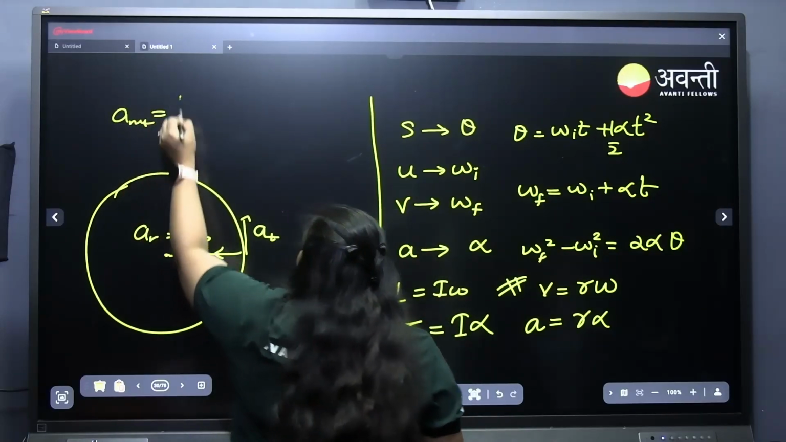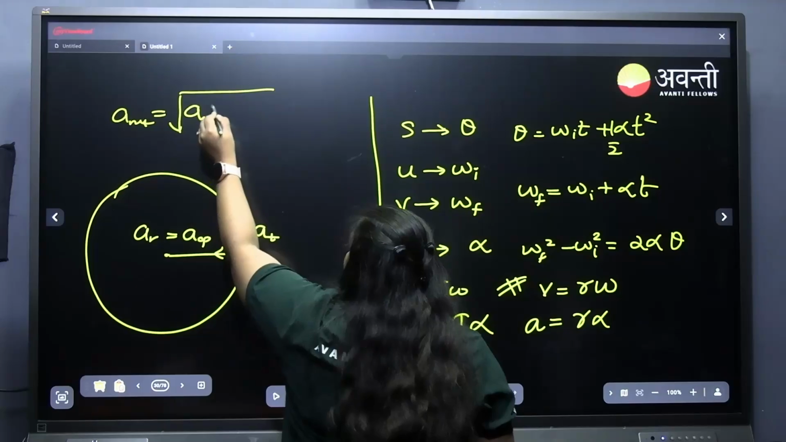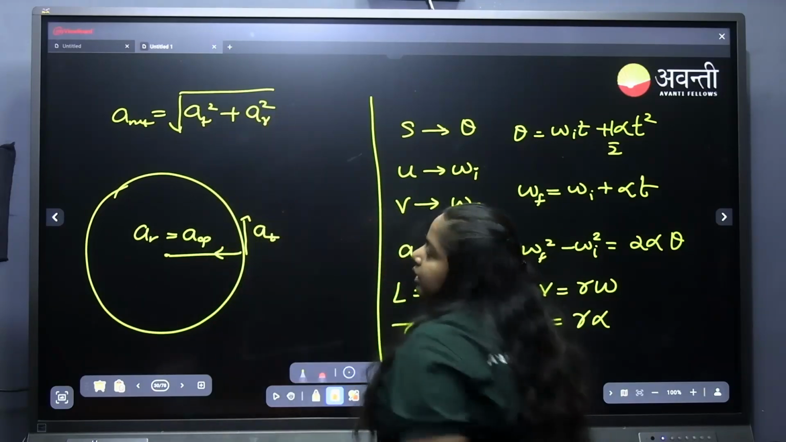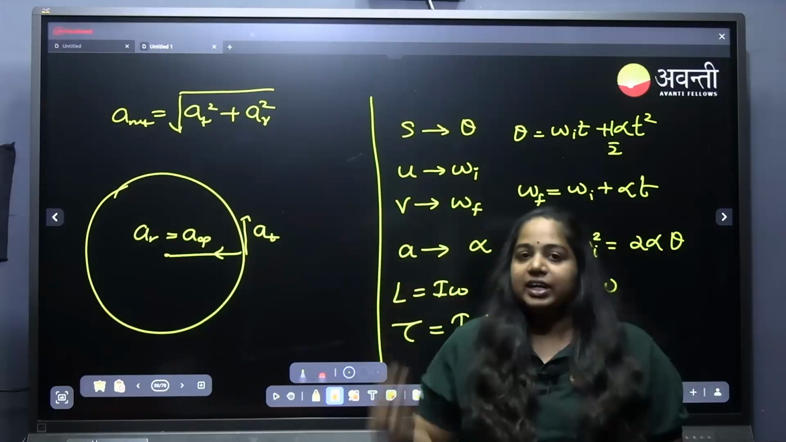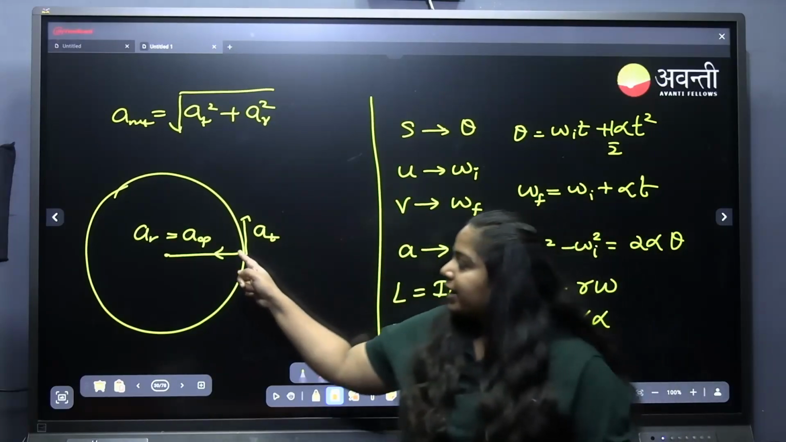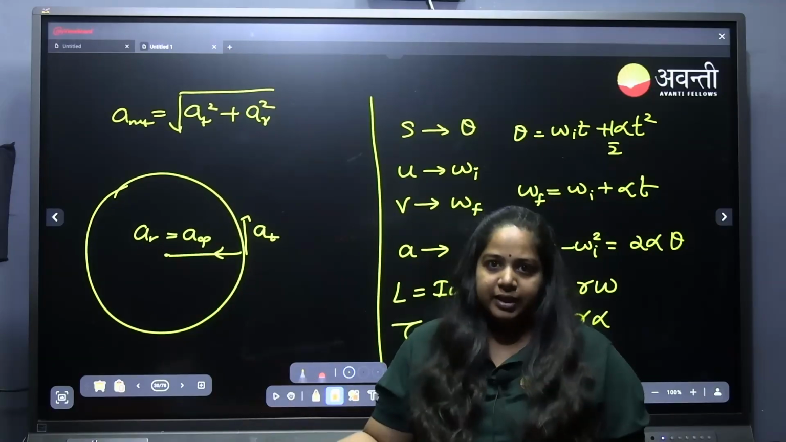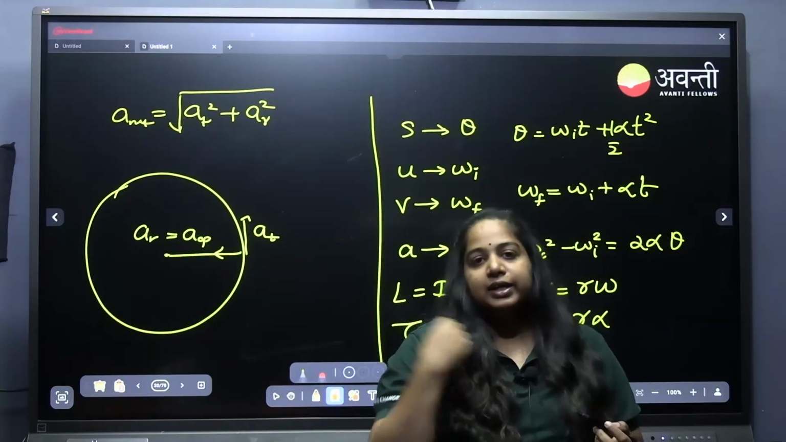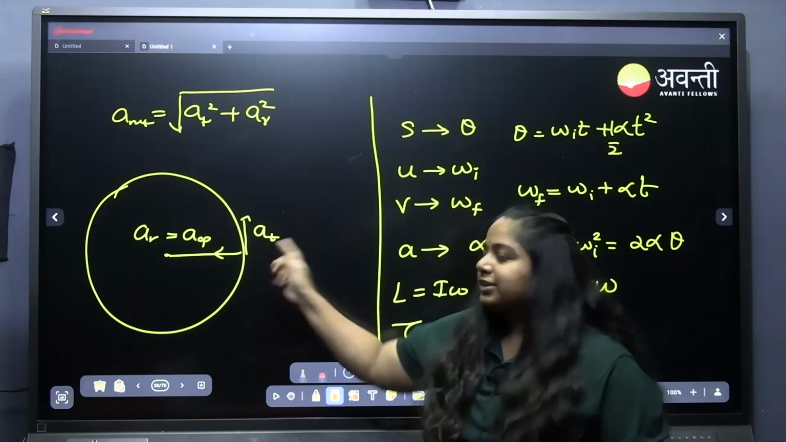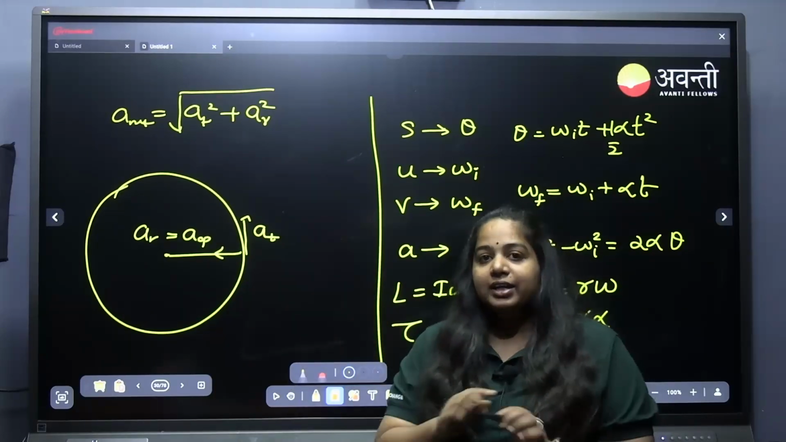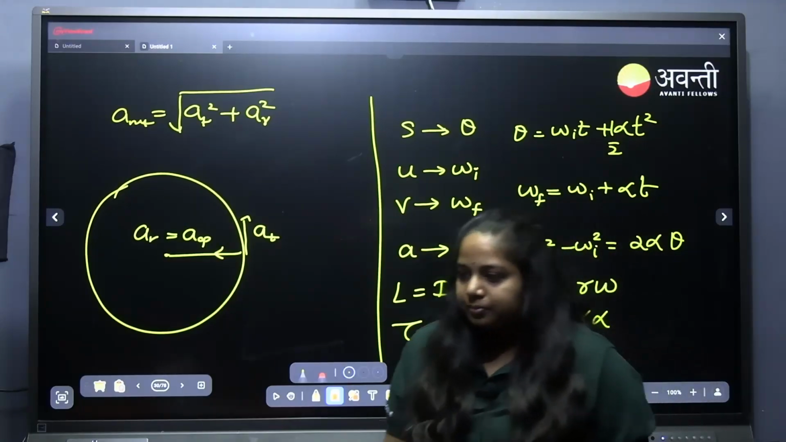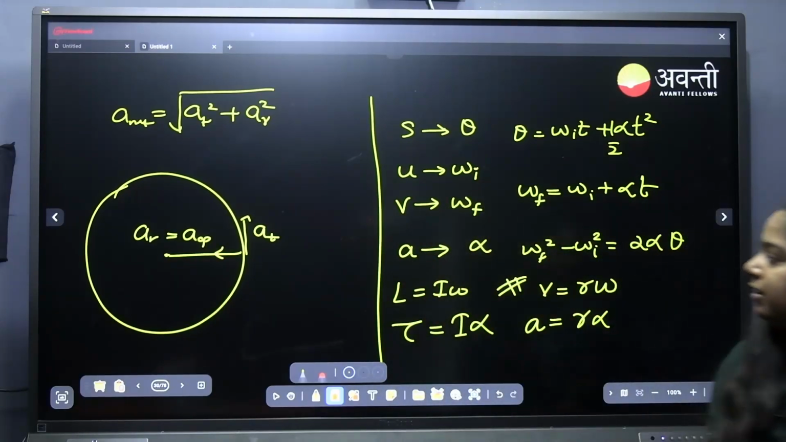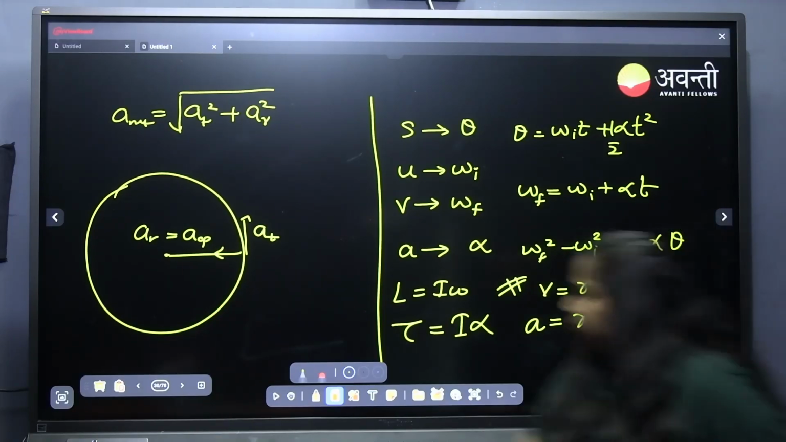Now, net acceleration will be equal to root of AT square plus AR square. Radial acceleration square plus tangential acceleration square, the whole root is our net acceleration. Okay, centripetal acceleration will be there in every circular motion. But if the particle is moving with constant speed, tangential acceleration is 0. If the particle doesn't have constant speed, then tangential acceleration is there. Okay. Is there any doubt in this? Okay. Then let's see the next topic.